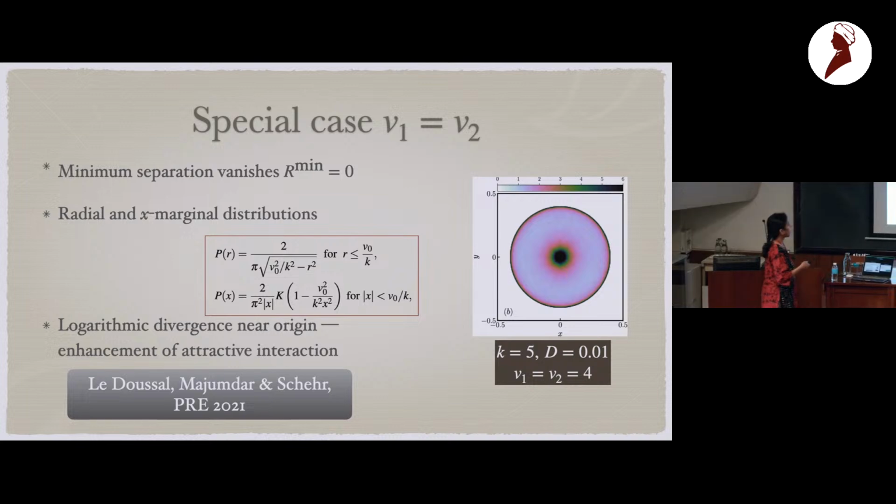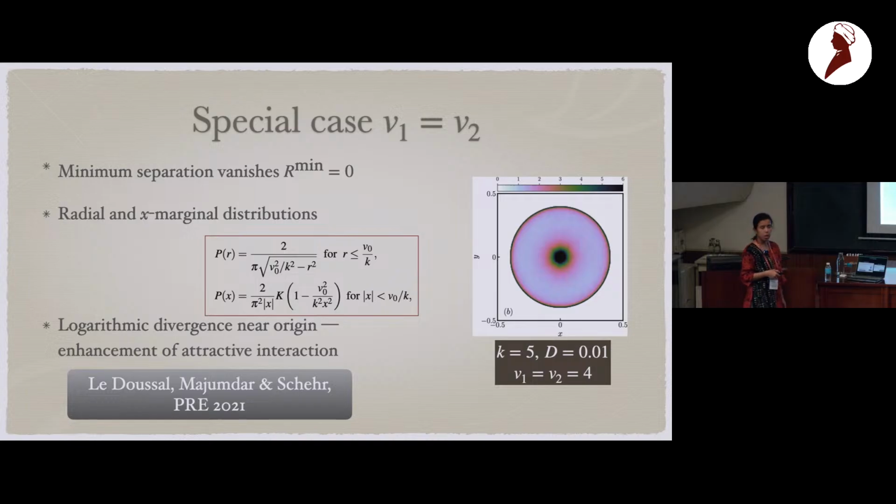So now let's take a special case, V1 equal to V2, and in that case, we were already arguing that there is no repulsion. But what we see is what Satya and Gregory saw, that there is an enhanced attraction. So the distribution near the origin diverges logarithmically. If these were passive particles, it would be just Gaussian. Instead of that, we have a heightened probability to be close to each other. So that's like a heightened attraction when the speeds are the same.